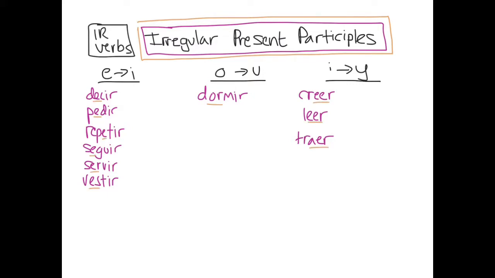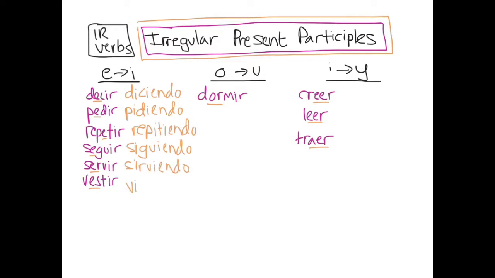So let's take a look. I've underlined in orange the vowels that are going to change based on the type and category. Let's take a look at these participles. For saying or telling, diciendo. Asking for, pidiendo. Repeating, repitiendo. Following, siguiendo. Serving, sirviendo. Dressing, vistiendo. Then for dormir, that's going to become durmiendo with that nice U there.